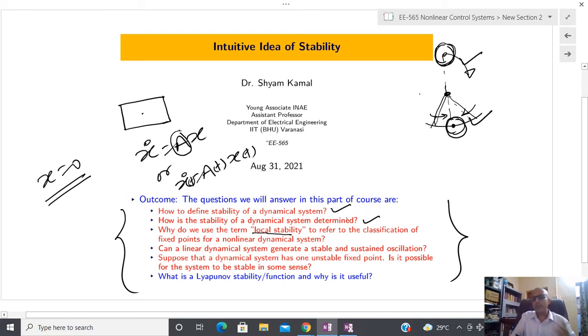And due to that reason, whenever we are talking about the stability of a nonlinear system, we are going to put this particular word, local stability, most of the time. But I am not denying that some nonlinear systems also have a unique point, and I can tell the stability of the whole system. That is also possible. So that is the best case.